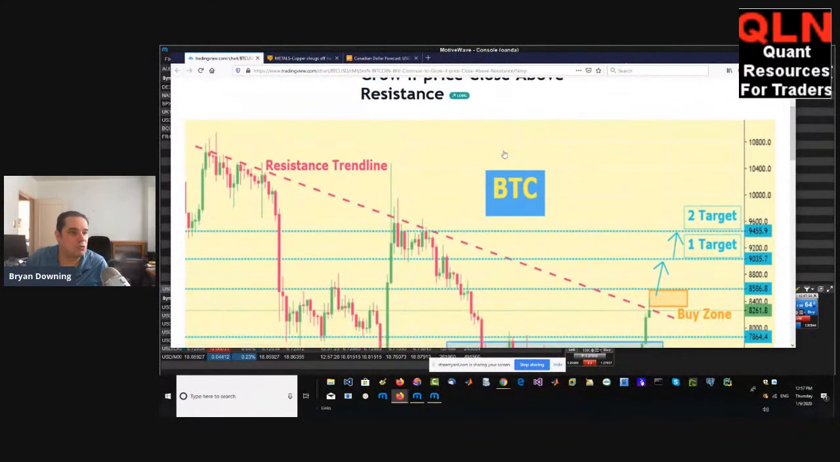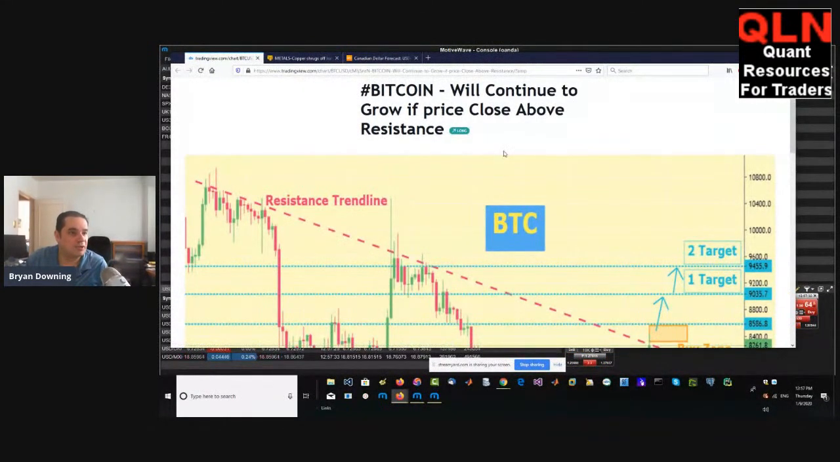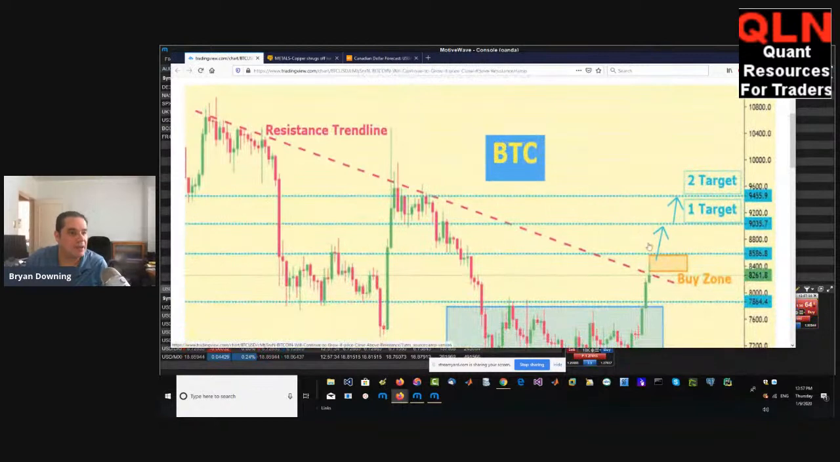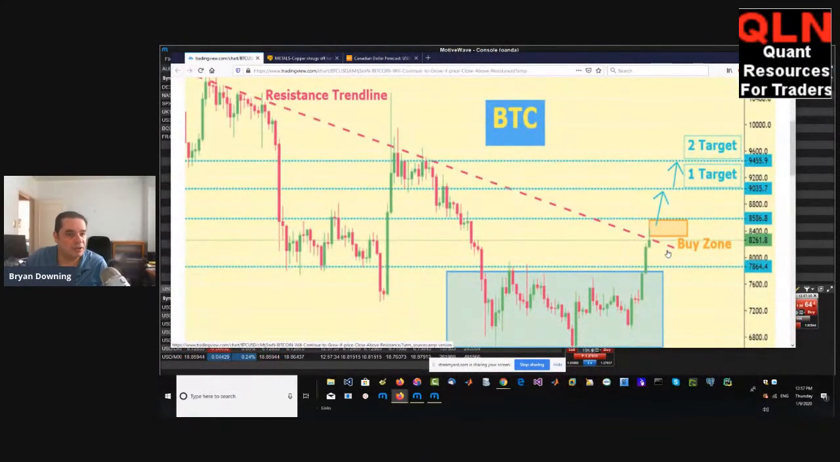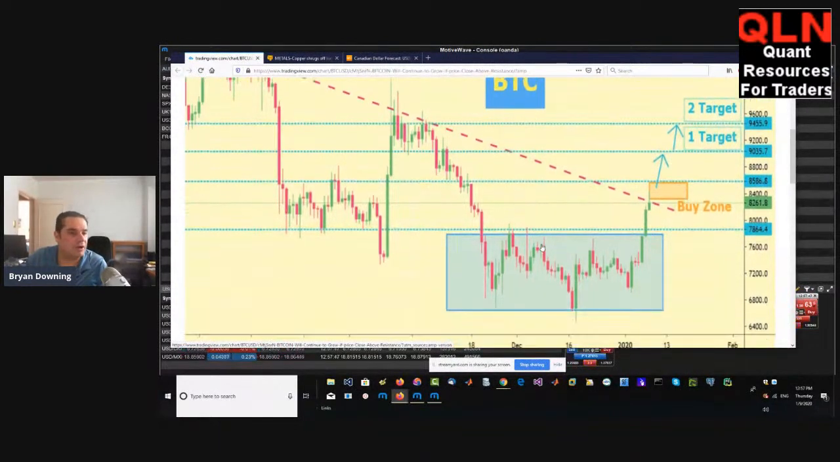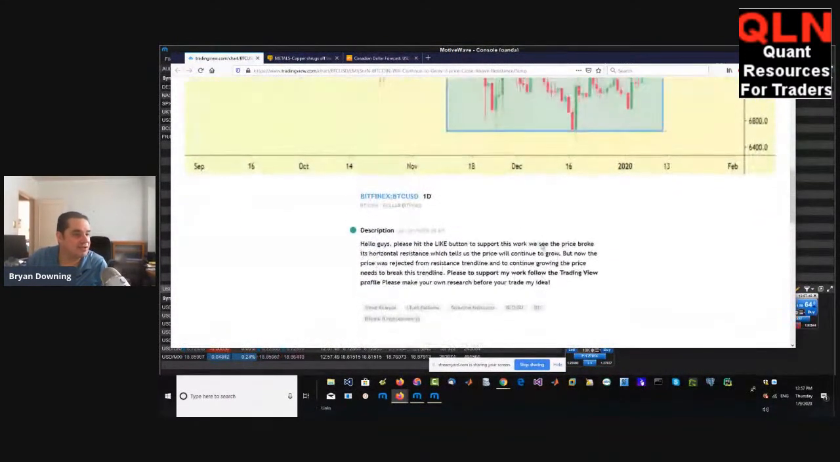So here we have an alert from Bitcoin. Continue to grow if price closes above resistance. So again, it looks like Fibonacci. We have a resistance trend line. So I can easily set all this up on MotiveWave. I can put in the alerts and whatnot. So let's see what this guy says.